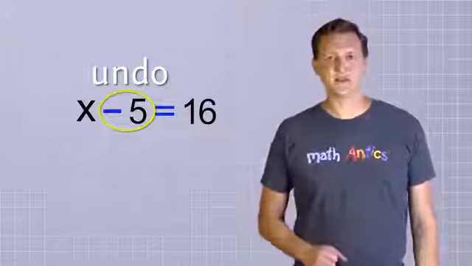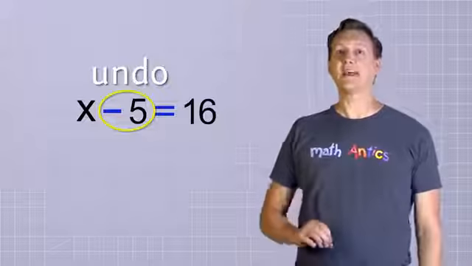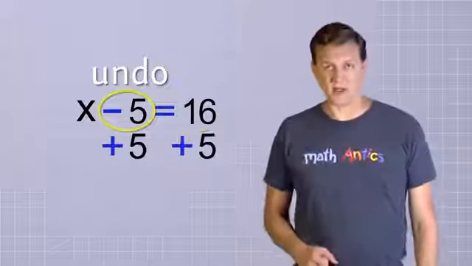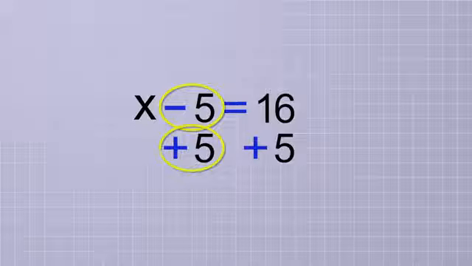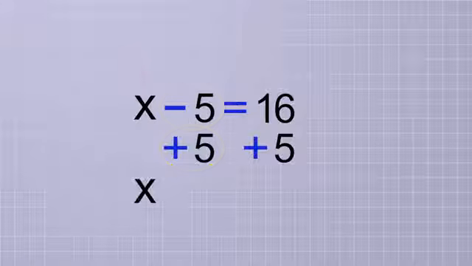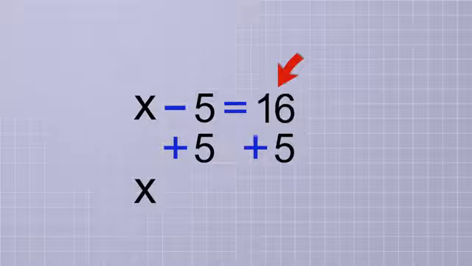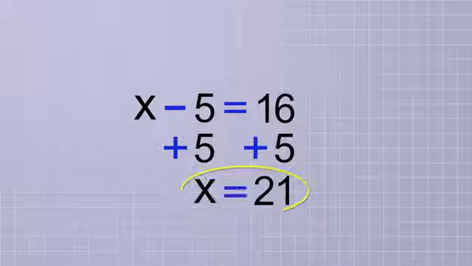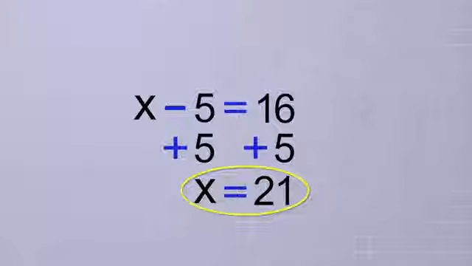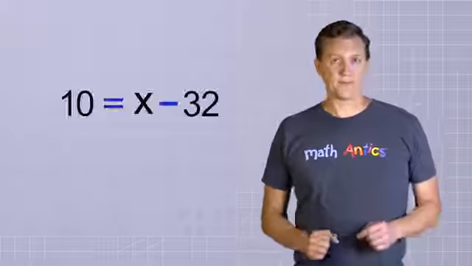Yep, to undo that subtraction, this time we need to add 5 to both sides of the equation. The minus 5 and the plus 5 cancel each other out and leave x all by itself on this side. And on the other side, we have 16 plus 5, which is 21. So in this equation, x equals 21. Let's try another example like that.